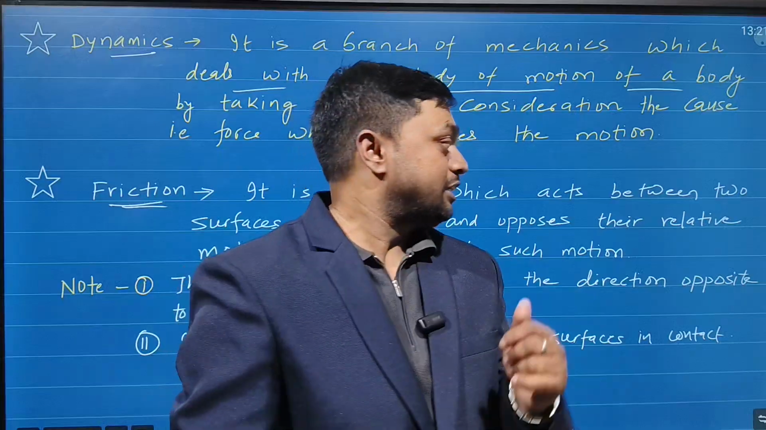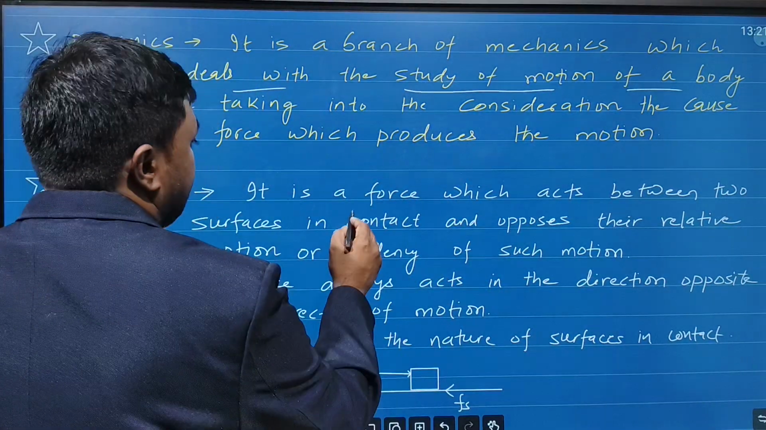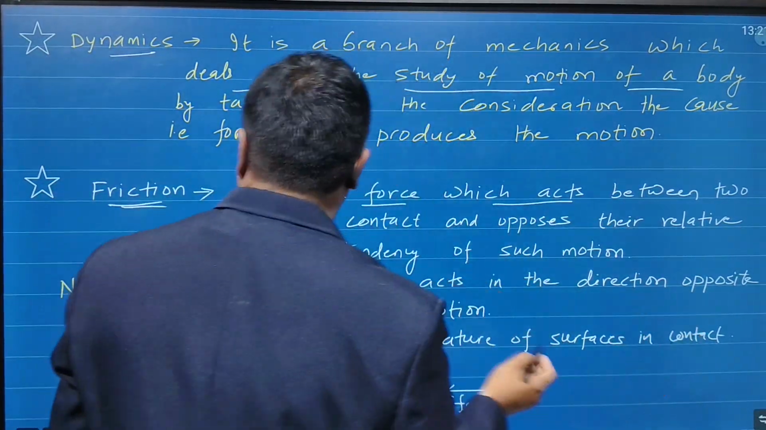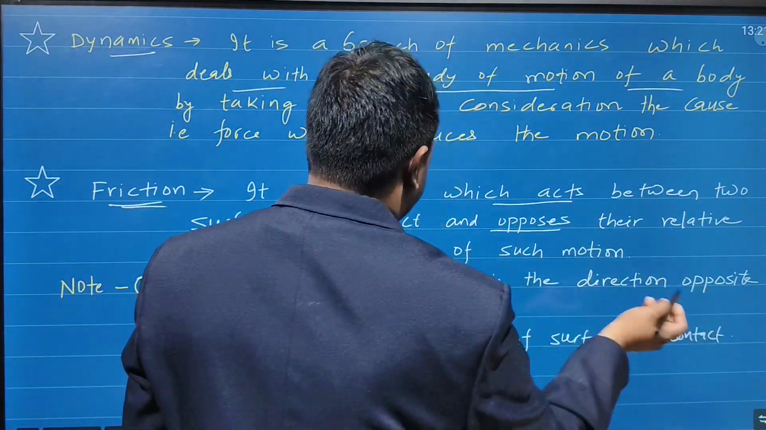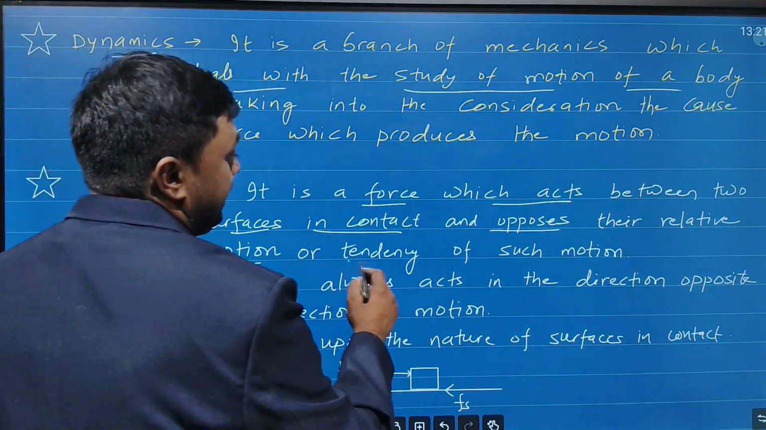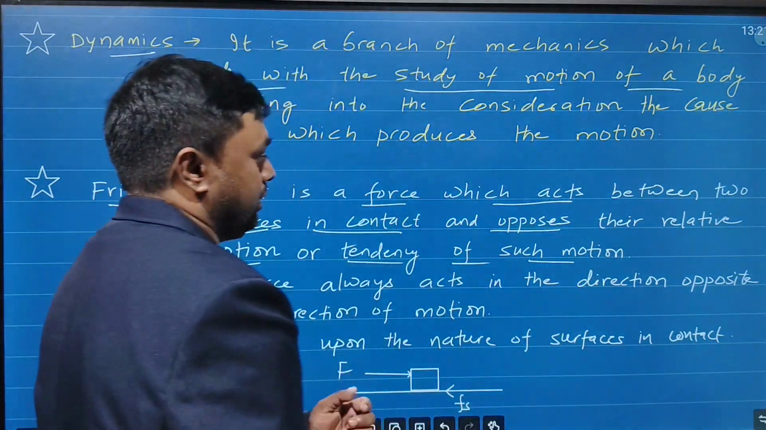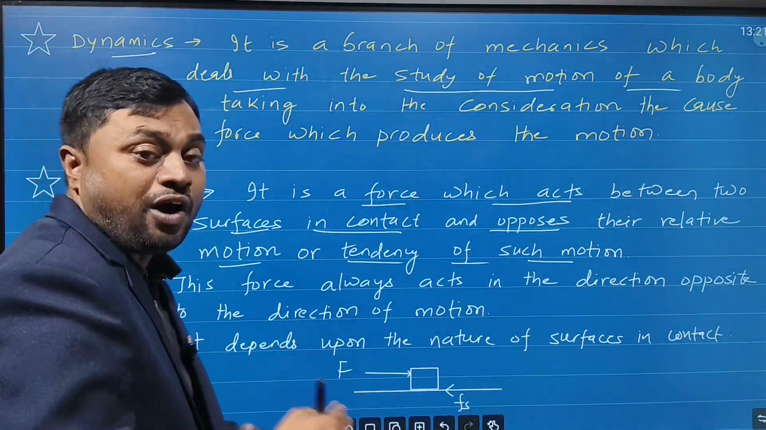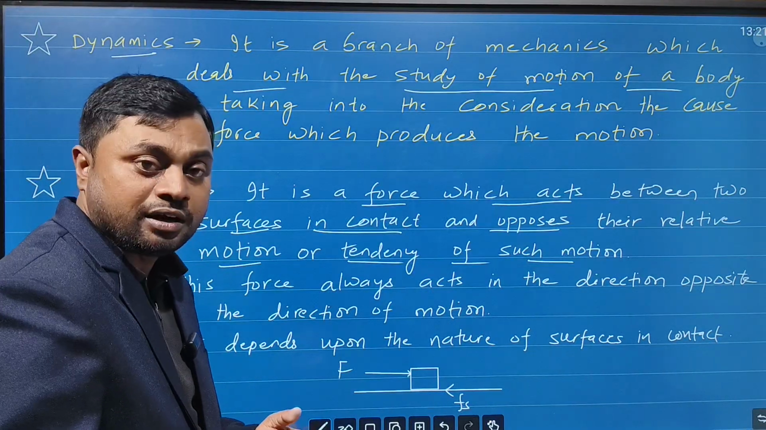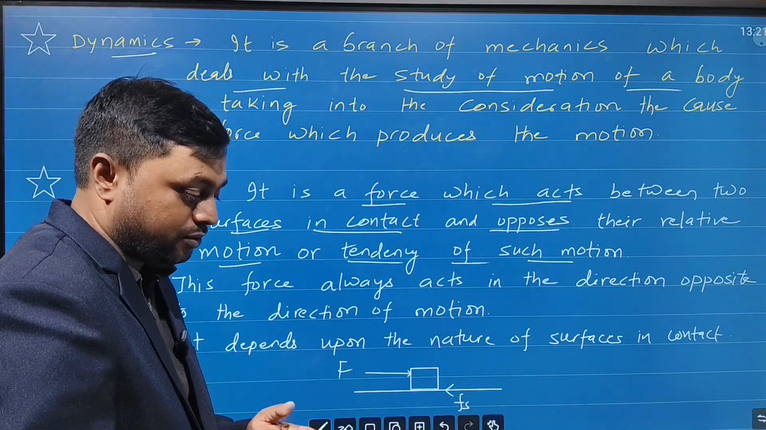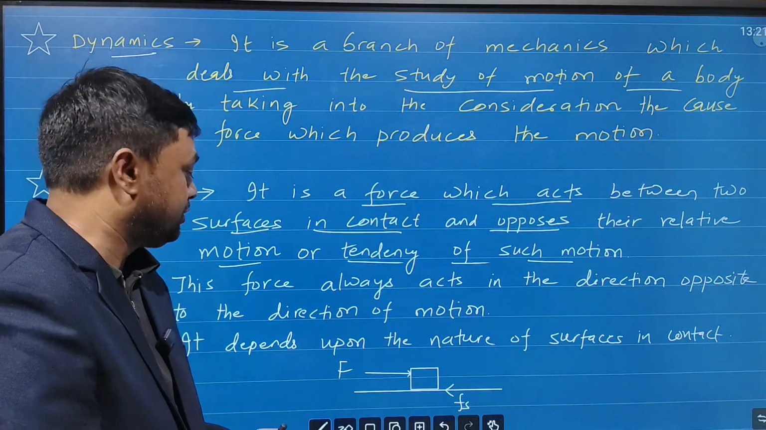Okay, yes or no? You can see the definition. Friction is a force which acts between two surfaces in contact and opposes their relative motion or tendency of such a motion. Is it clear? So whenever we walk, yes or no? There is a friction developed between our leg and the ground, yes or no?